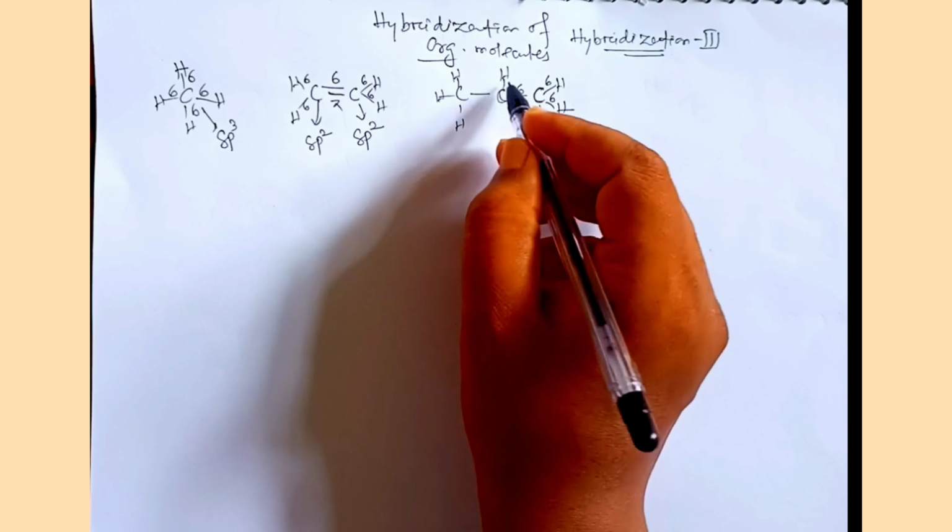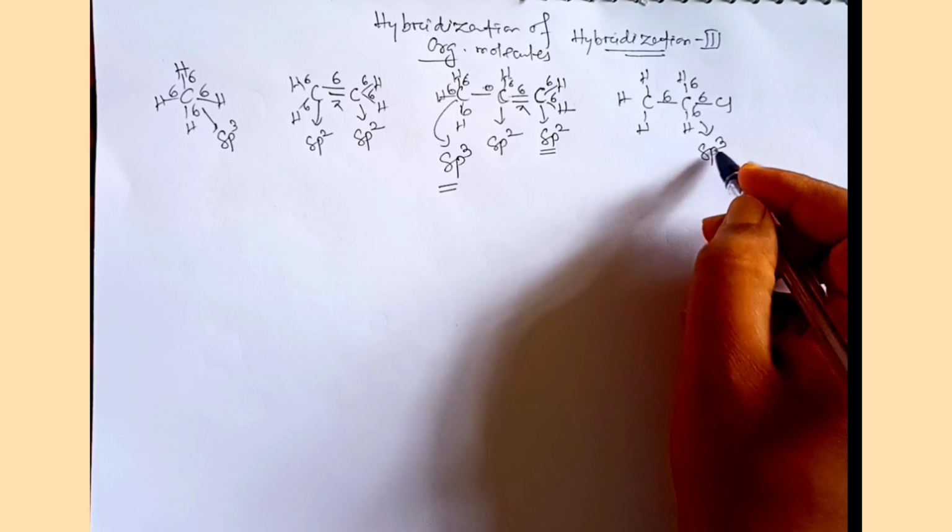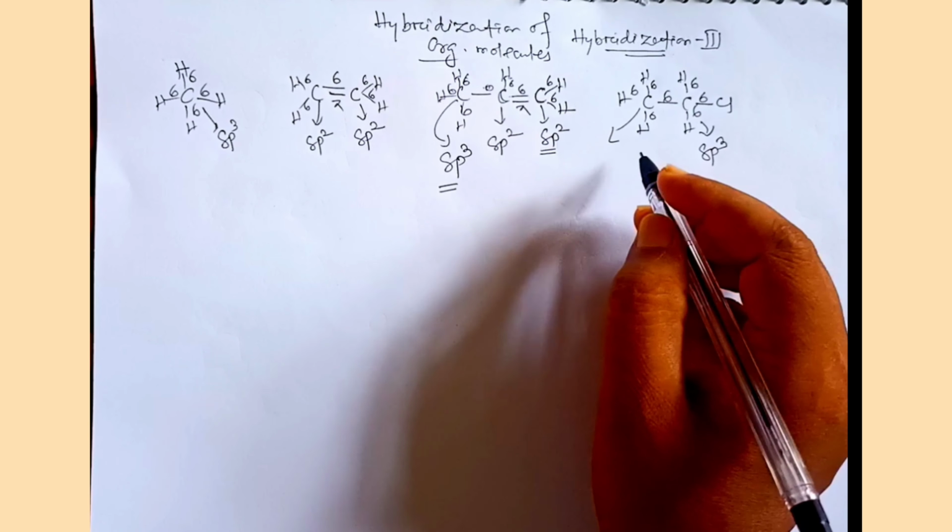Now we'll discuss some haloalkanes like chloroethane. This is the structure of chloroethane. Now we'll assign the hybridization of these 2 carbon. This carbon is surrounded by 4 sigma bonds, so the hybridization will be sp3. Here also this carbon is surrounded by 4 sigma bonds, so the hybridization will be sp3.